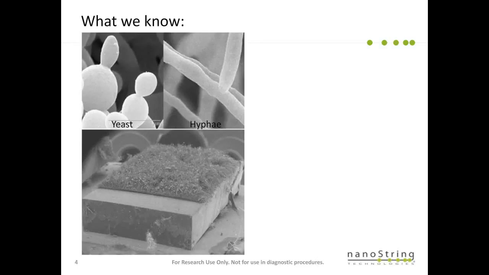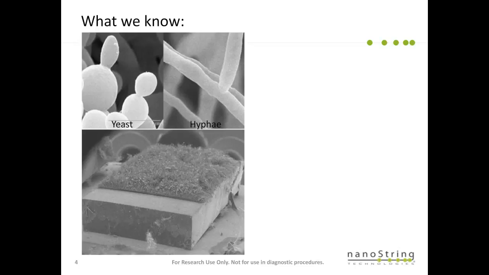And what we know about this pathogen, Candida albicans, is that it's kind of similar to the baker's yeast. It can grow in the yeast form or the hyphae form. And on many surfaces, this pathogen can grow in a form called biofilm. Biofilm is a mixture of the hyphae and some yeast. And this biofilm formation is closely related to infection.